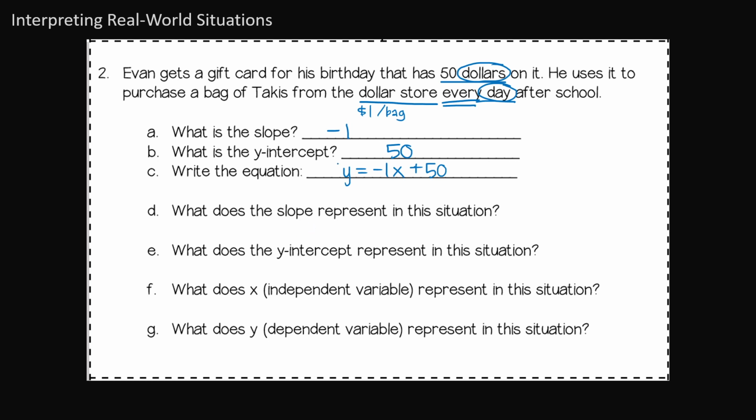So the slope represents the dollars per day we're spending. Dollars per day spent on Takis. The y-intercept is your starting amount of money. So $50 on the gift card at the beginning.